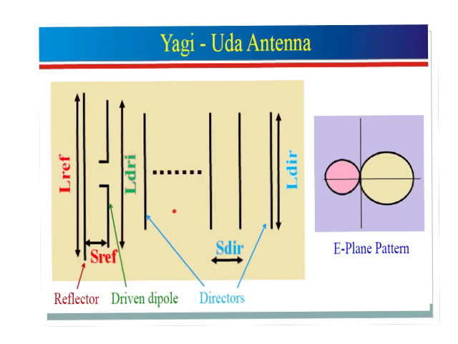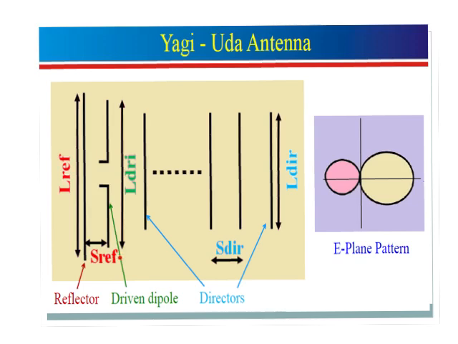This is how the Yagi-Uda antenna looks. The middle one is the lambda by 2 dipole, which is the driven element, and the one present behind this driven dipole is the reflector, which has length equal to capital L REF, and the spacing between the reflector and the driven element should be capital S REF.